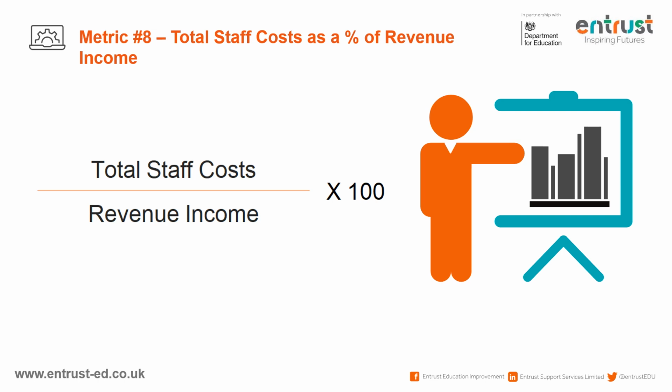To lower this metric, schools would either need to reduce staffing costs or increase revenue income. Alternatively, if schools did wish to increase this metric, as an example, schools could increase staffing hours, appoint new staff, or review TLRs.